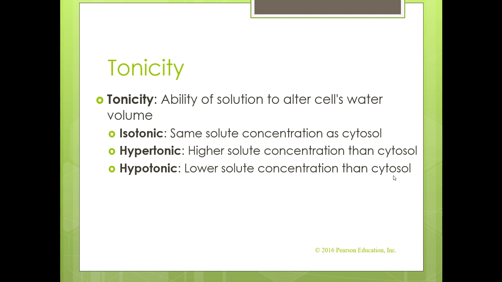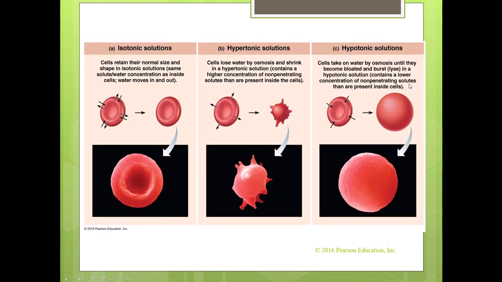Hypertonic, hyper means like, I think, hyperactive, right? More. So it's a higher solute concentration than the cytosol. And then hypo means less, below. So it's a lower concentration. So we can either have the same concentration as the cell, a higher concentration than the cell, or a lower concentration than the cell. Those are our only three options, right?